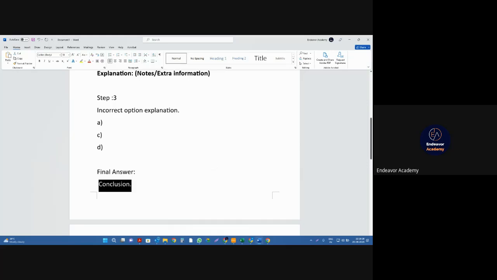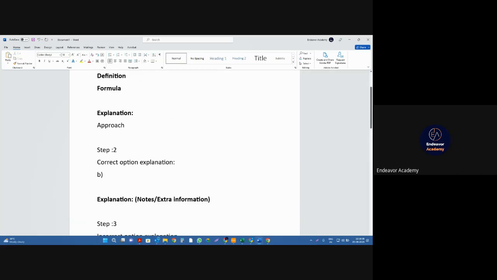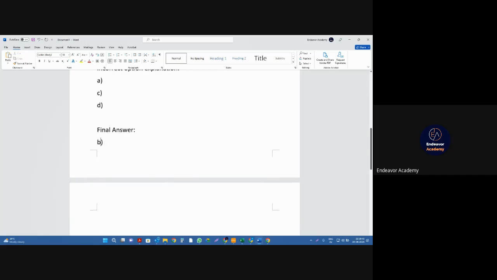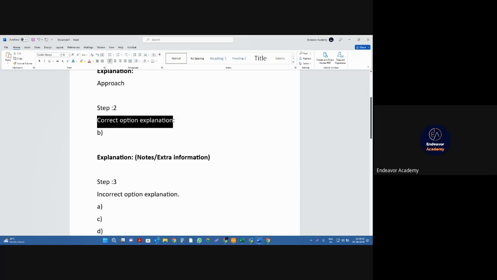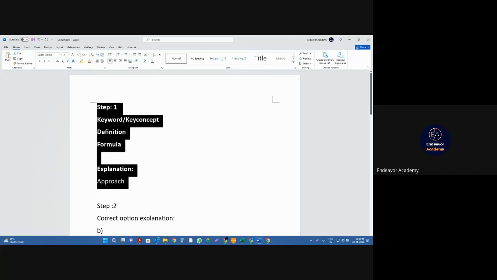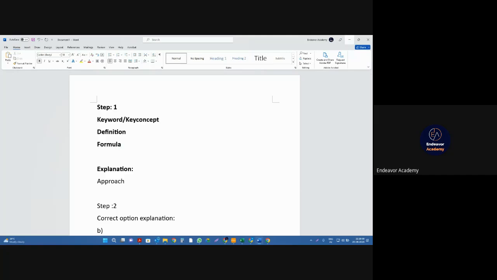And in the final answer, I will mention the solution, or I can say in my language, this part B is correct. Don't just write the option, write the complete sentence that is under B. So we have to mention the complete thing under the final answer. So this is the approach for multiple choice questions. Provide the correct option explanation, provide the incorrect option explanation, and step one will be common to all.